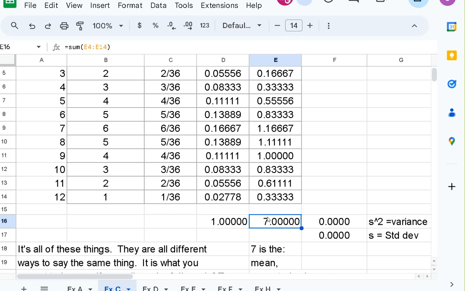Now, it doesn't have to be a number that you can actually get. If you're rolling a single die, the average roll would be 3.5. And of course, you can't roll 3.5 with one die, but that would be your average roll nonetheless.